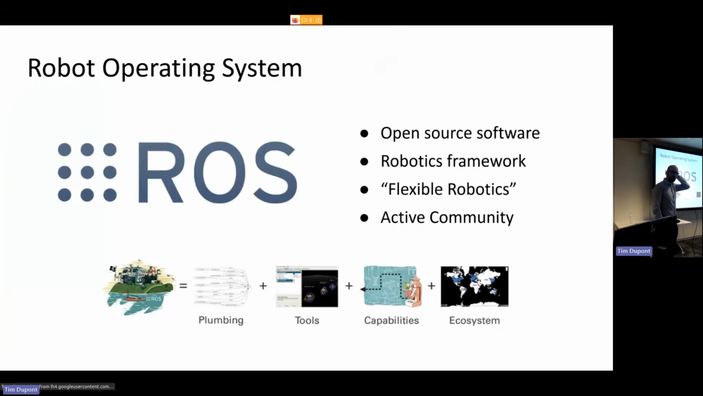An introduction to ROS. What it is. It's an open source framework to control robots. It's created to counter the rise of flexible robotics. So robot frameworks and robot components that you can interchange on a base. There's a completely open source mindset to it. It has a pretty large active community, and it has a lot of plumbing tools, stuff like that.